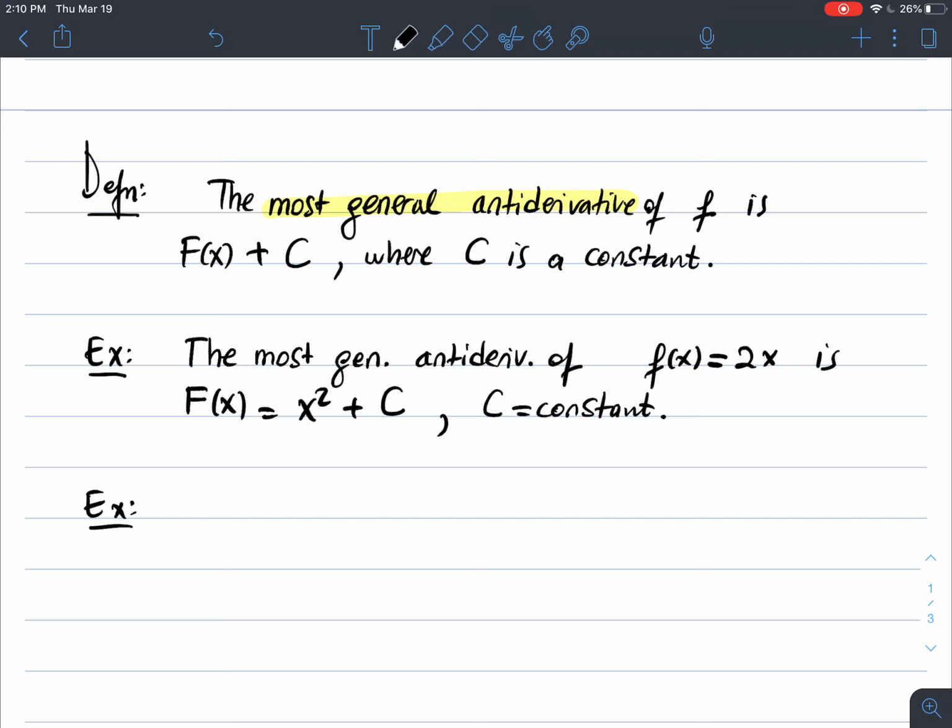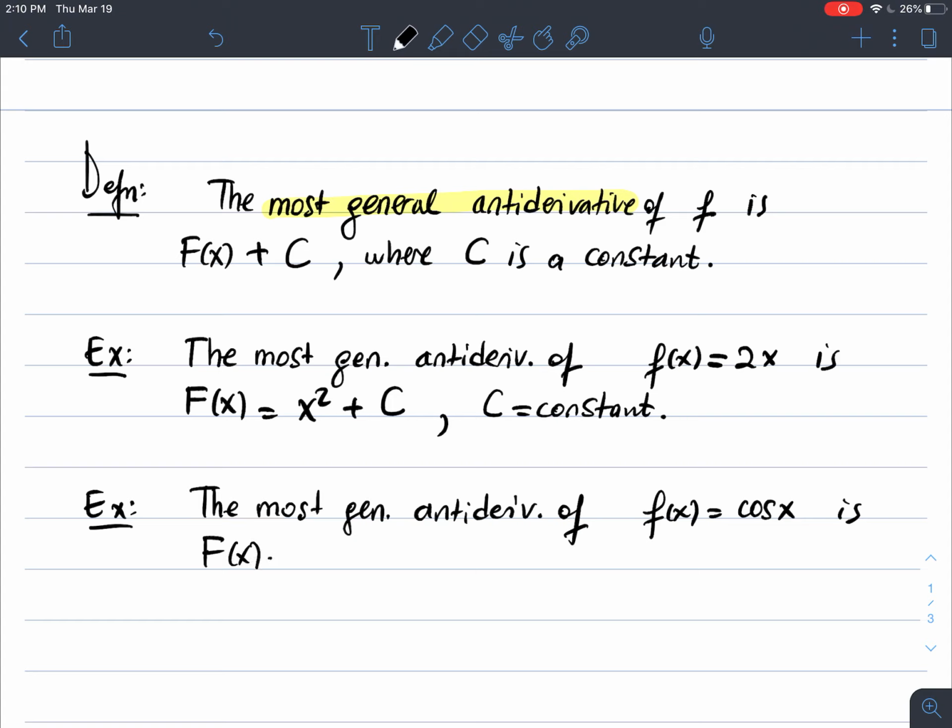So let's say we do cosine. The most general antiderivative of the function cosine x is, so now you have to think of a function whose derivative is cosine, and I think we all know that that function is sine, so sine x. And now you can add any constant to sine, and then you get the same derivative cosine, so you add the general constant c.